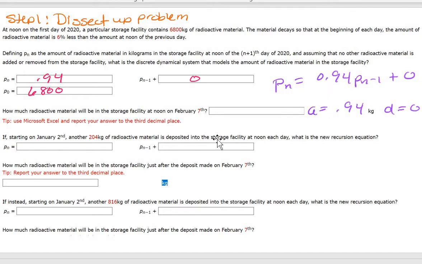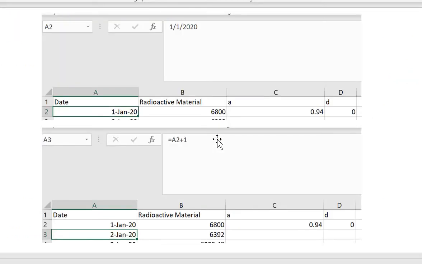Then they asked me how much radioactive material will be in the storage facility. Well, I can just go to Excel. Here, instead of having clinical visits, we have dates. So you can modify your existing Excel file, but remember to save it under this particular example so that you have some saved files to look back on. Here, instead of clinical visits, it's kicking up by dates.